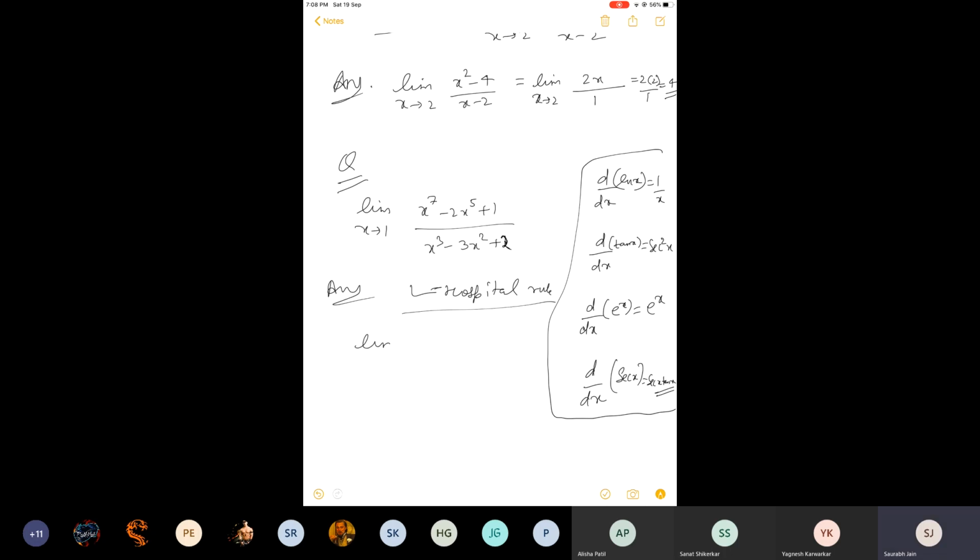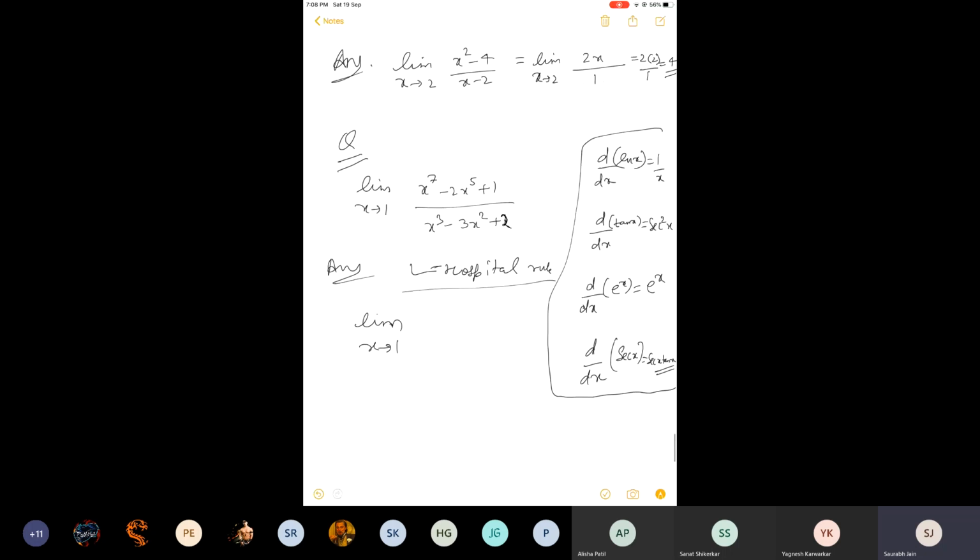What we do? We differentiate numerator and denominator separately till the indeterminate form continues. Now let's do the differentiation. 7x^6 minus 10x^4, with 1 you will get 0. In the denominator it is 3x square minus 6x. And you know what, the question is over.